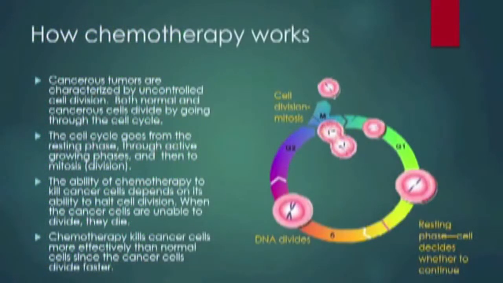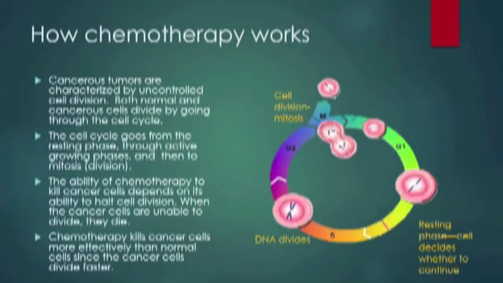Cancerous cells are characterized by uncontrolled cell division. Both normal and cancerous cells divide by going through something called the cell cycle. The cell cycle goes from a resting phase through active growing phases and then to mitosis, or cell division. The ability of chemotherapy to kill cancer cells depends on its ability to halt cell division. When the cancer cells are unable to divide, they die.